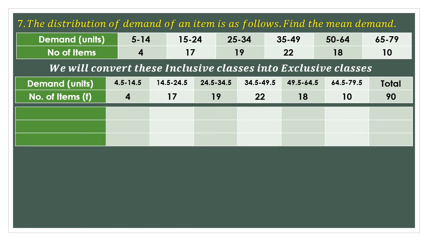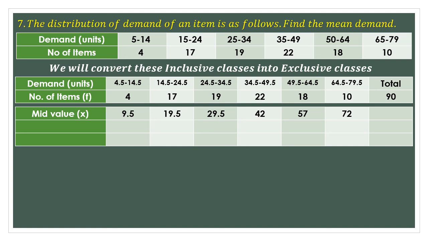The next step is to calculate the mid values for these classes. That will be our variable x. So the mid values here will be, as you know, 9.5, 19.5, 29.5. You can use either the inclusive classes or the exclusive classes for the calculation of mid value. The mid value will not change. So upper boundary plus lower boundary divided by 2. Your answer will be the same, no matter whether it is inclusive or exclusive. So these will be your mid values.